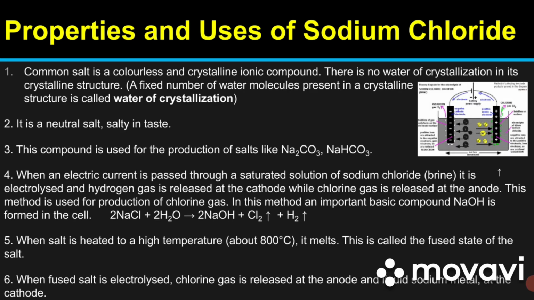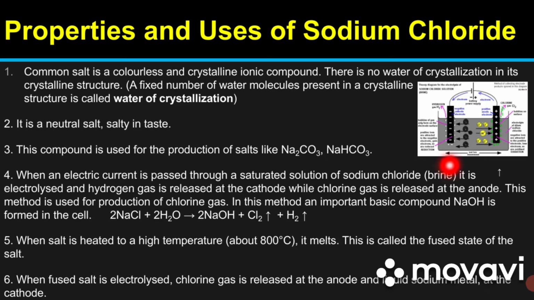Properties and uses of sodium chloride. Common salt is a colorless and crystalline ionic compound. There is no water of crystallization in its crystalline structure. A fixed number of water molecules present in a crystalline structure is called water of crystallization. Common salt is a neutral salt, salty in taste. This compound is used for the production of salts like sodium carbonate Na2CO3 and sodium bicarbonate NaHCO3.